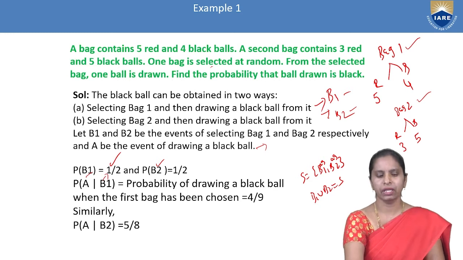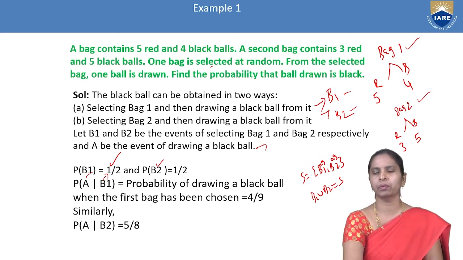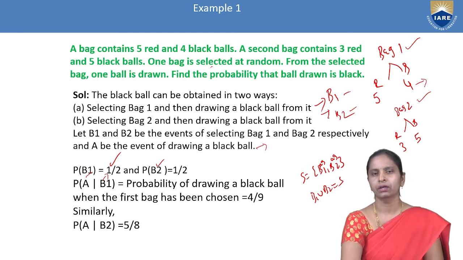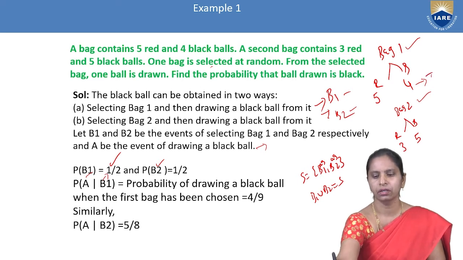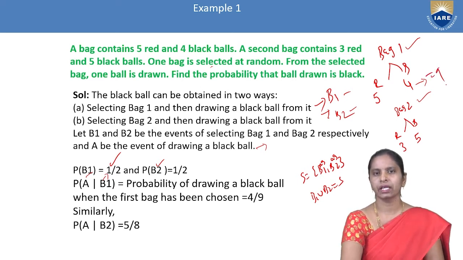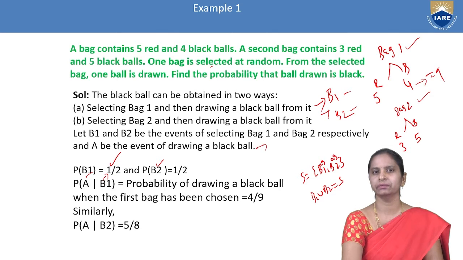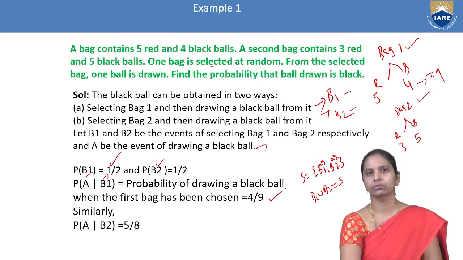Now, can you tell me what is the probability of drawing a black ball, given that it is from bag 1? Bag 1 consists of how many black balls? Totally 4 black balls. Okay, how many balls are there in total? 5 plus 4 is equal to 9 balls. Then the probability of drawing a black ball, given that the ball is from bag 1, is equal to 4 by 9.